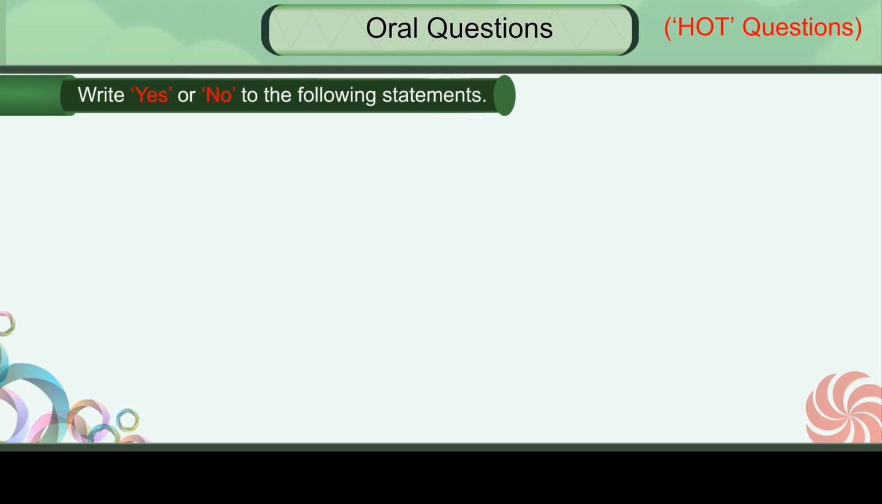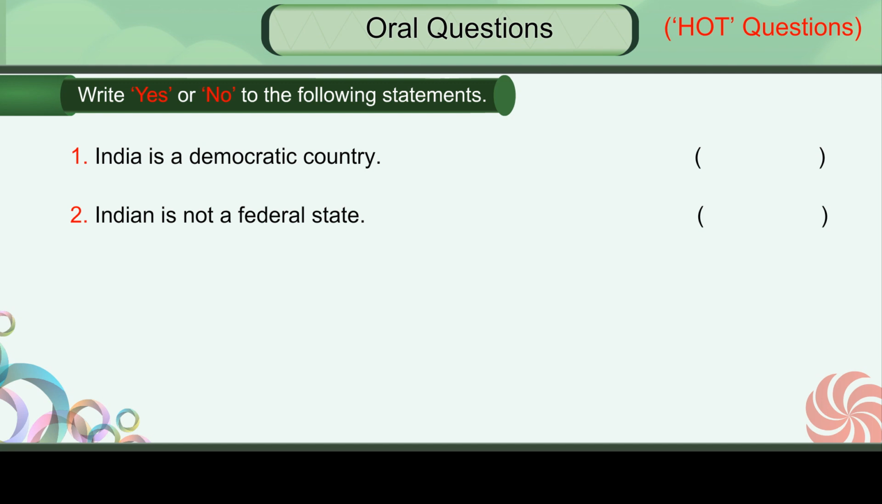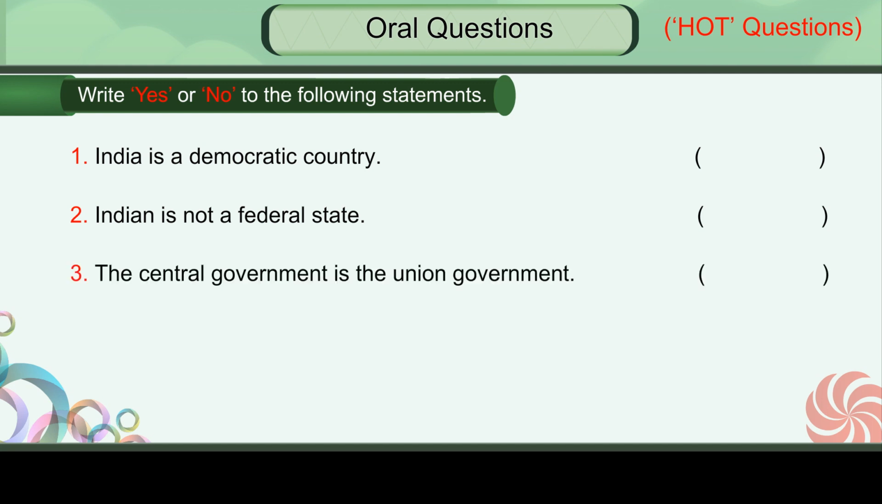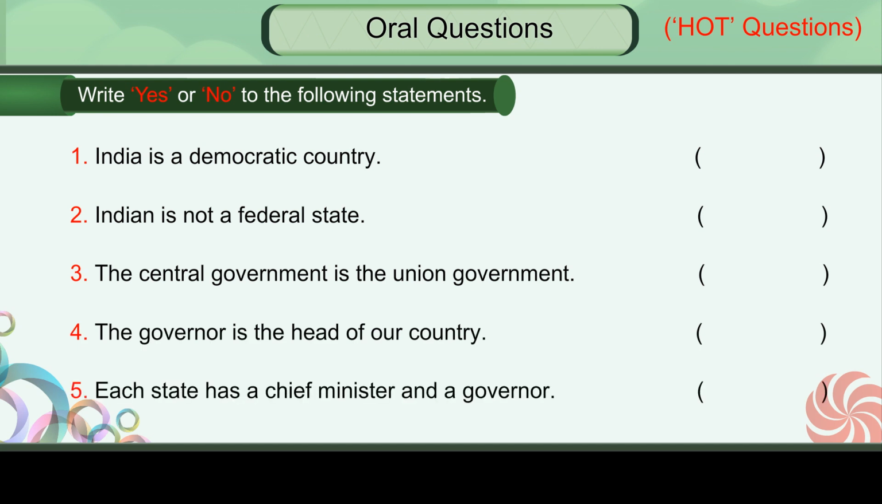Hot questions. Write yes or no to the following statements. India is a democratic country. India is not a federal state. The central government is a union government. The governor is the head of a country. Each state has a chief minister and a governor.